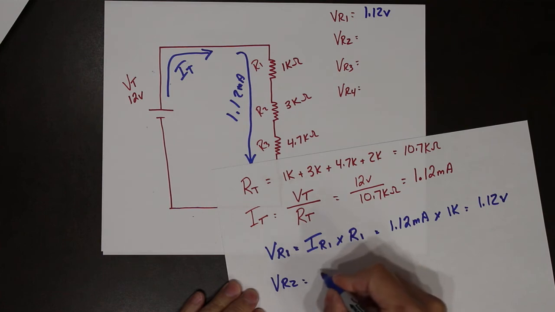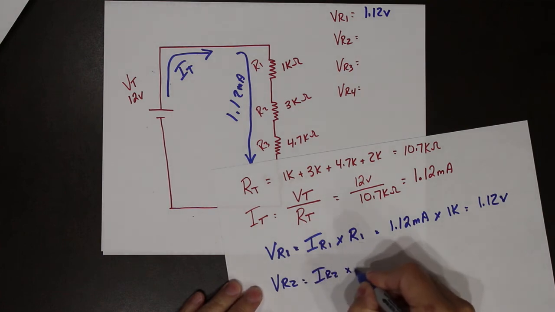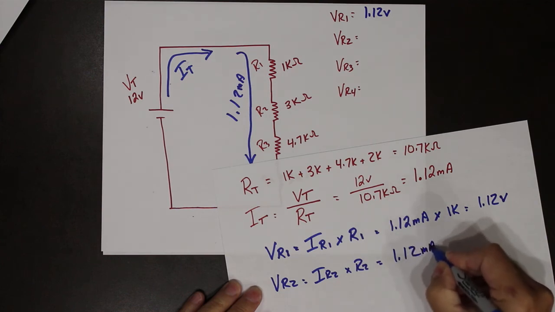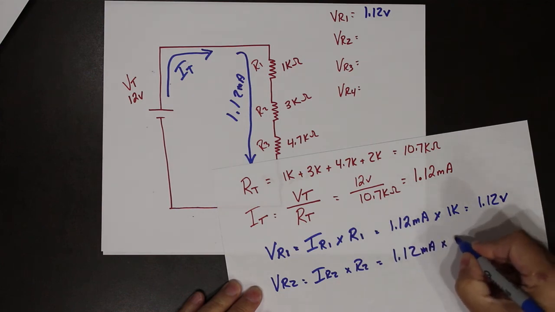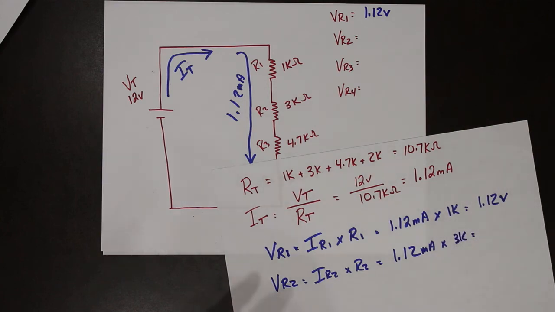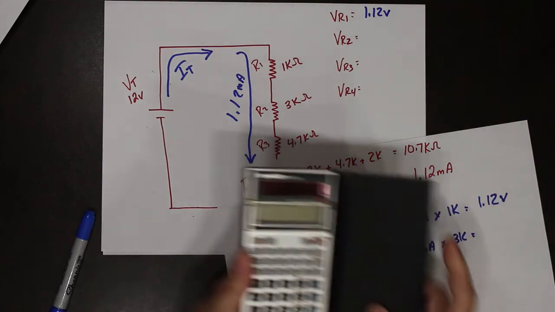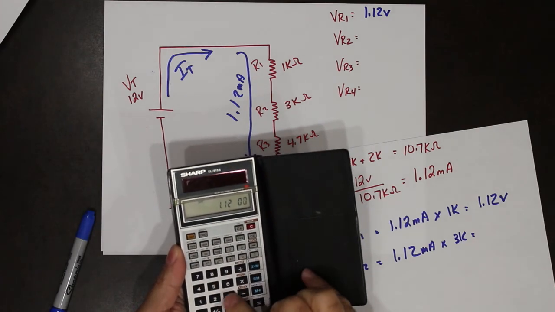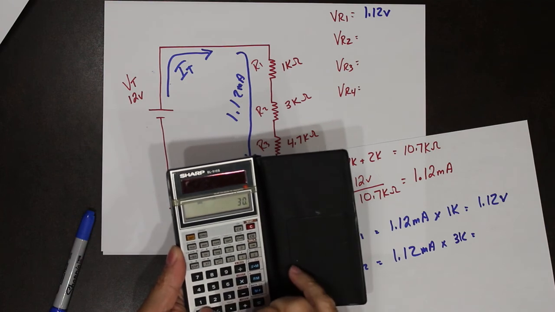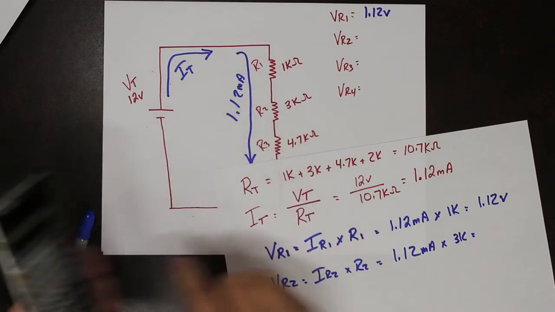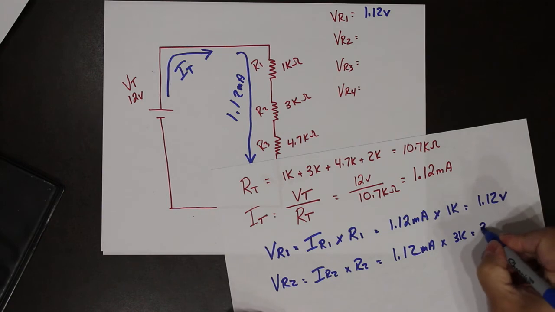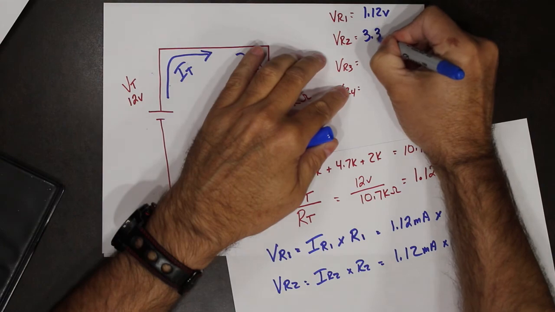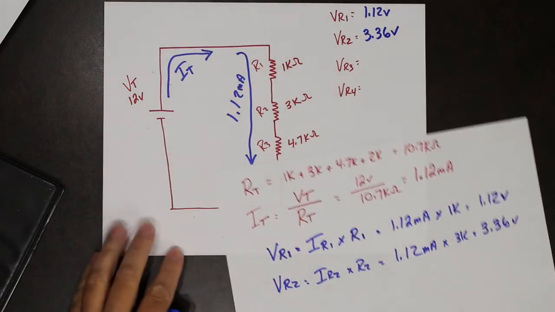VR2 is IR2 times R2. 1.12 milliamps times 3K. So bring out our calculator. 1.12 milliamps times 3K is 3.36 volts. There we go.